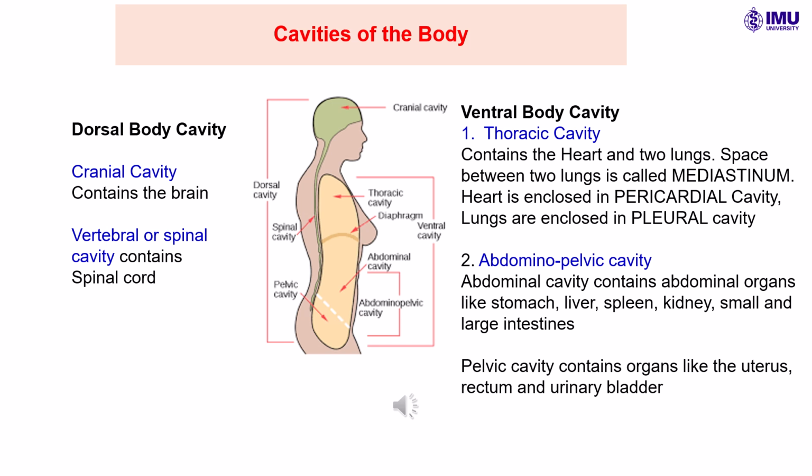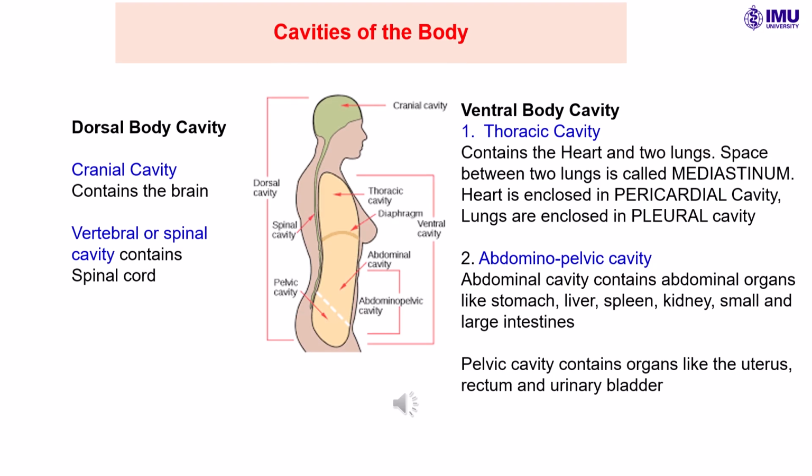Second, below thoracic cavity, separated from it by diaphragm, abdominopelvic cavity. Abdominal cavity contains abdominal organs like stomach, liver, spleen, kidney, small and large intestines. Pelvic cavity contains organs like the uterus, rectum and urinary bladder.